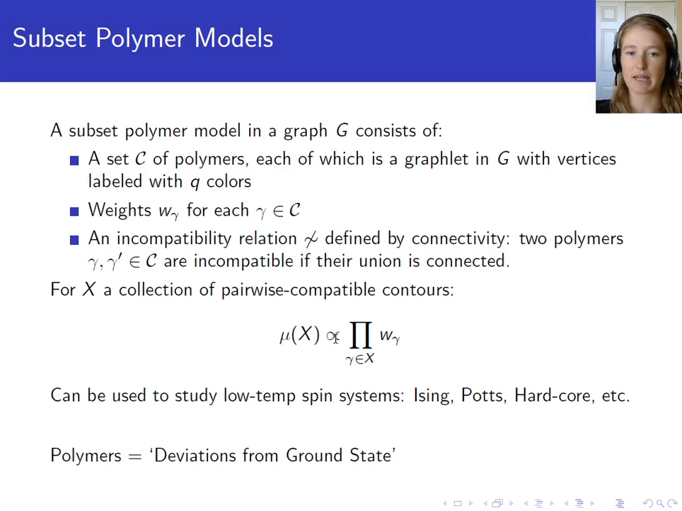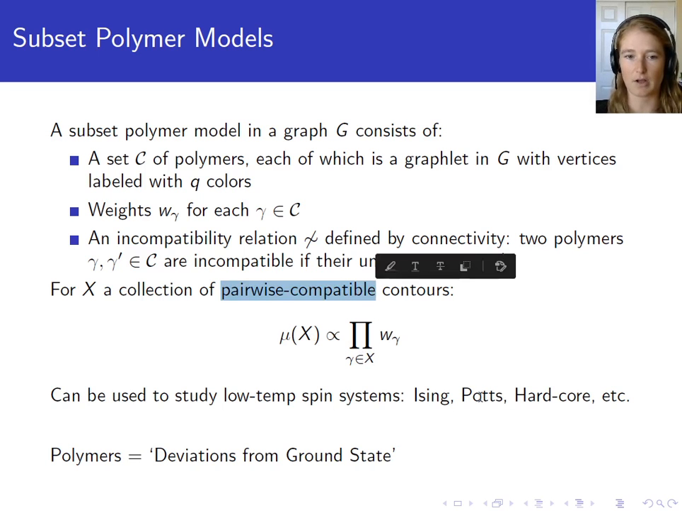And we also have an incompatibility relation. So we say two polymers are incompatible if they touch, right? If the union of these two polymers is connected. So essentially, polymers are compatible when they don't touch, when they are not adjacent. And so for some collection of pairwise compatible contours, so contours where none of them are adjacent to each other, we can define a probability distribution over these polymers where the weight of a collection of contours is just the product of the weights of all the contours in that collection. And again, for these collections, we're only interested in collections of pairwise compatible contours.